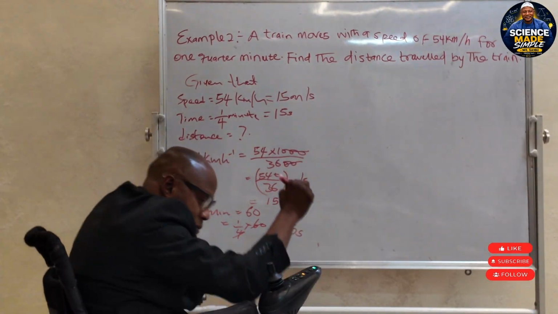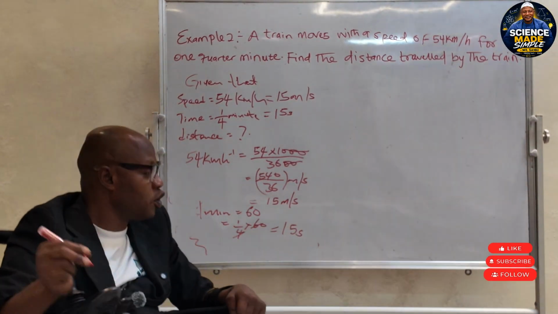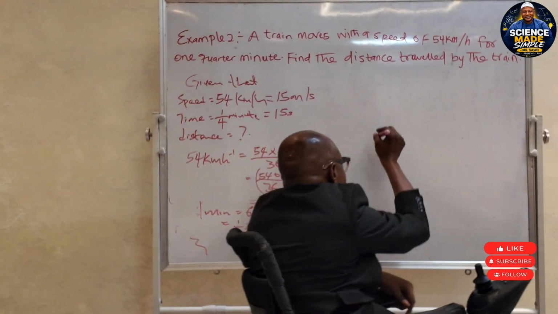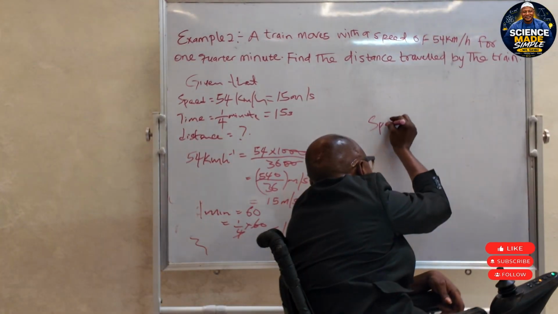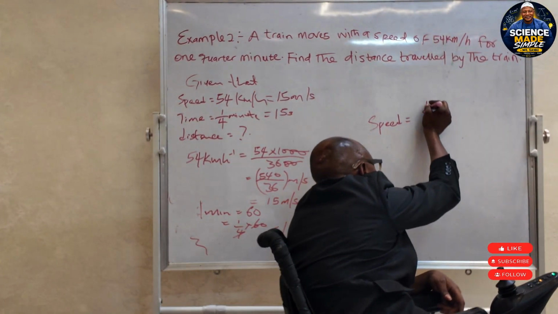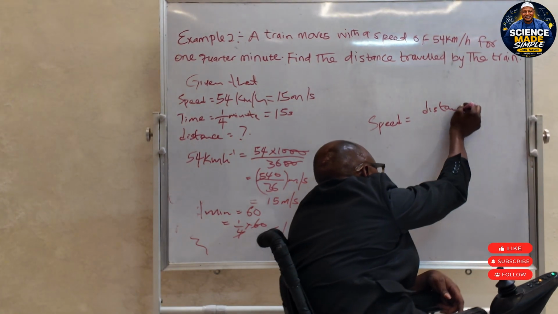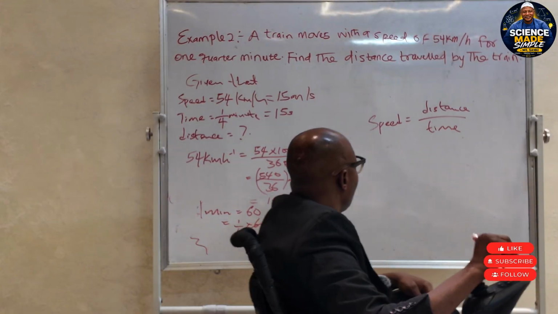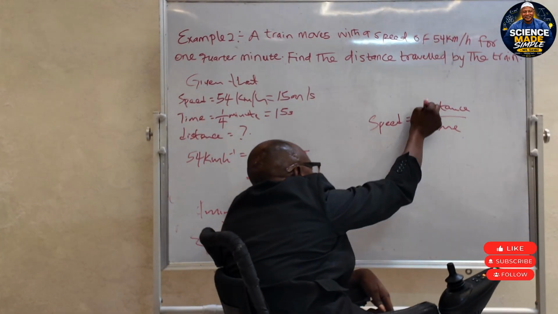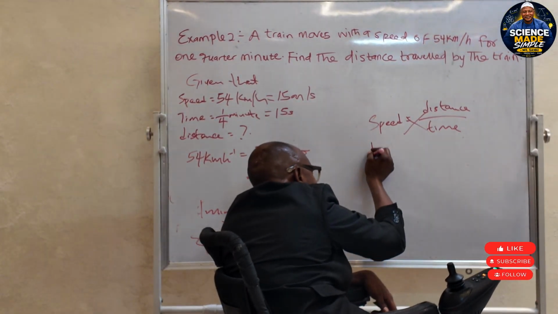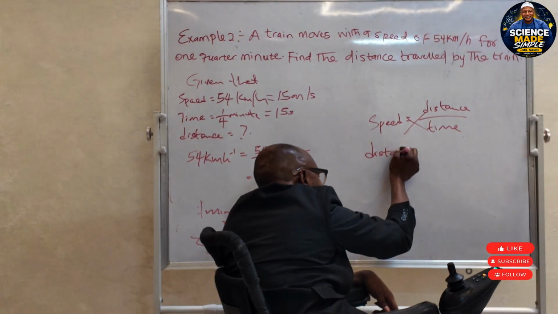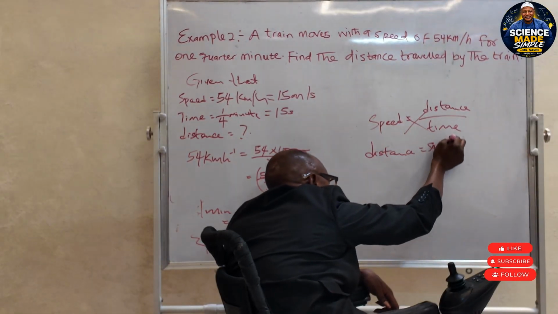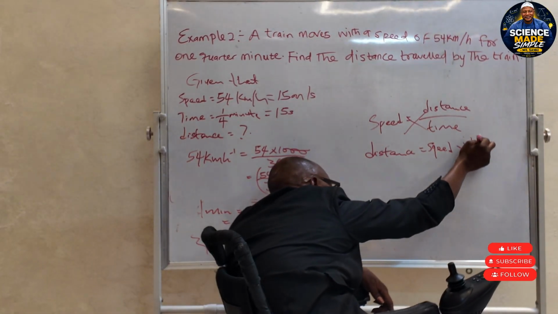Then from the formula for speed, we have speed is equal to distance over time. Now we have to calculate distance. We can make distance the subject of the formula. Distance will now be speed times time.